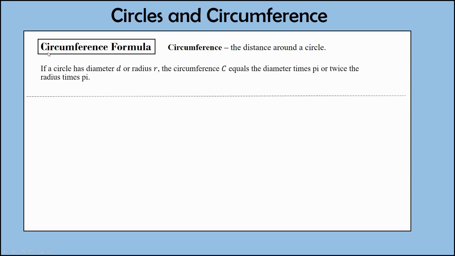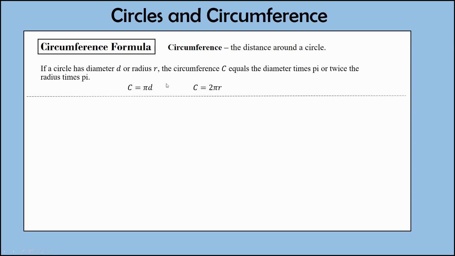All right, so if a circle has a diameter d or a radius r, then we can find the circumference by taking the diameter times pi, or we can do twice the radius times pi. Since 2 times the radius is a diameter, we wind up with 2 different equations here. So circumference equals pi times d, or we can say circumference equals 2 pi r.